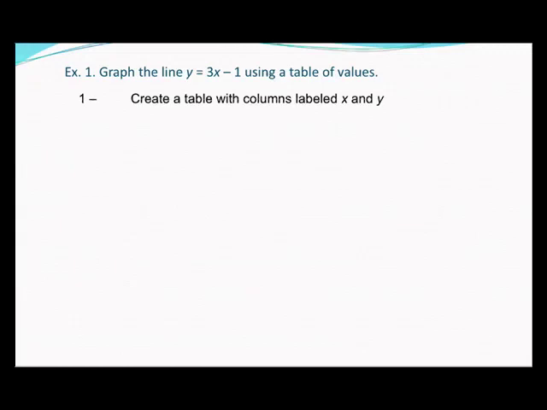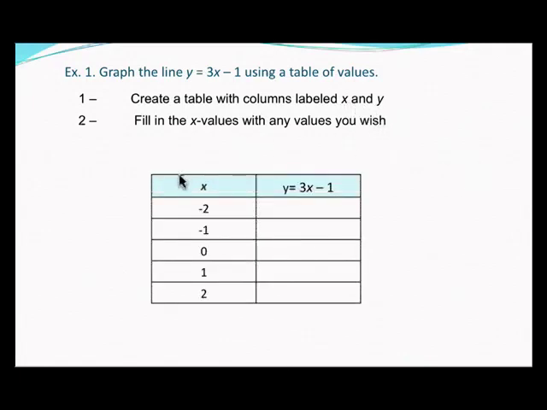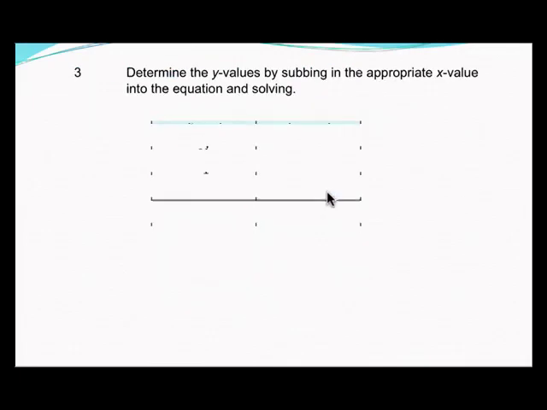So the way we do this is we once again create a table of values with x and y headings, and we can pick any x values we want. In this example, we're going to again use -2, -1, 0, 1, and 2. And so in each case, we're going to use our x value to calculate the value of y. So we're going to sub into our linear equation and solve.